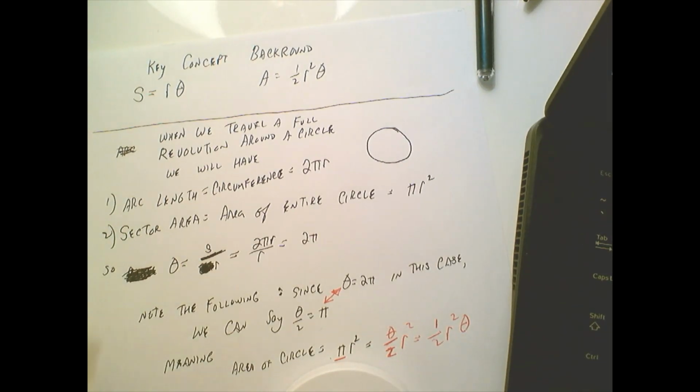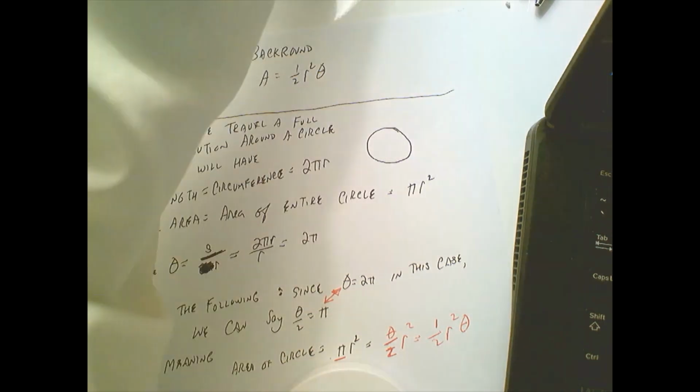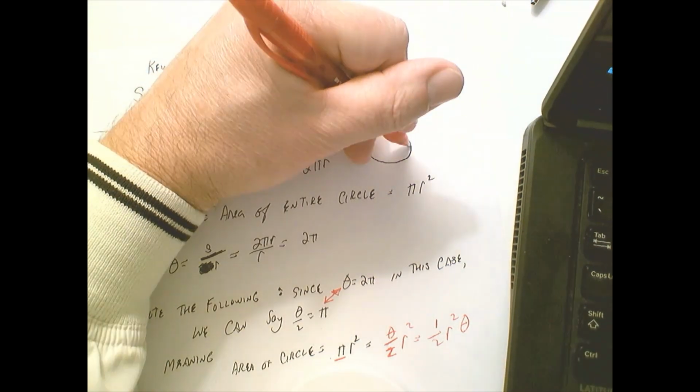So our video here is just going to do a couple minutes of work to solidify the key concept background behind the two key equations that we're going to work with when it comes to radians and measuring different components of a circle, namely arc length and the area of a sector of a circle created by us traveling along an arc. So recall, when we travel around one revolution around a circle, we'd start here.